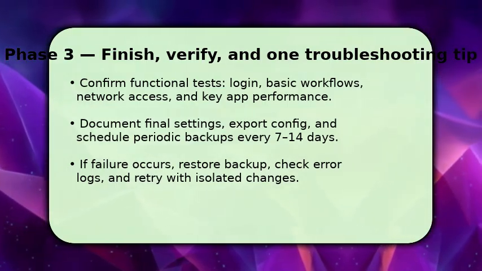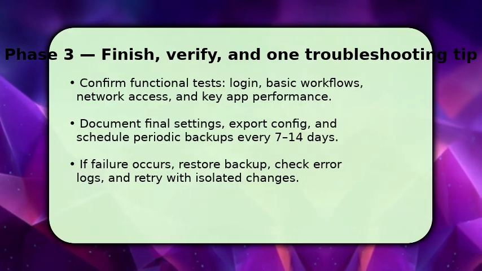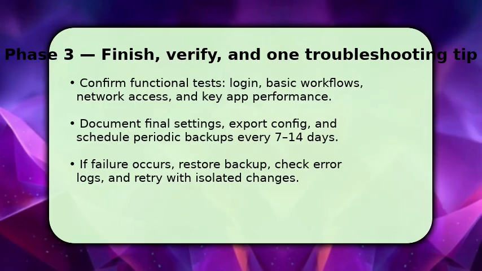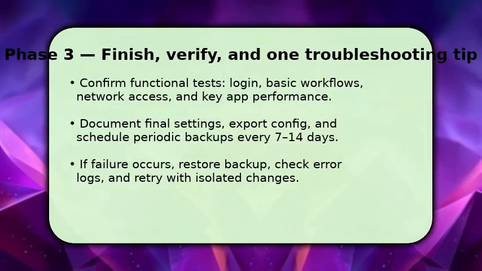If something goes wrong, restore the backup immediately, inspect error logs to pinpoint the culprit, and then retry the change in isolation to prevent cascading failures.